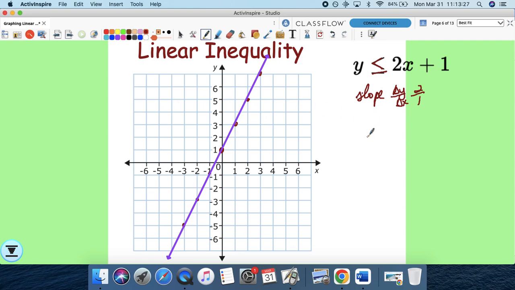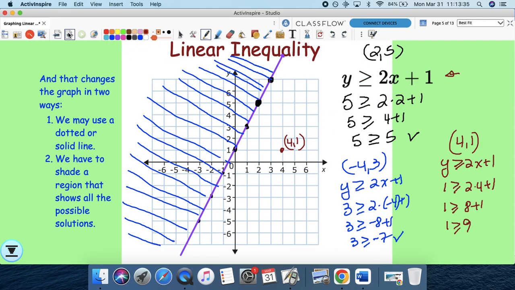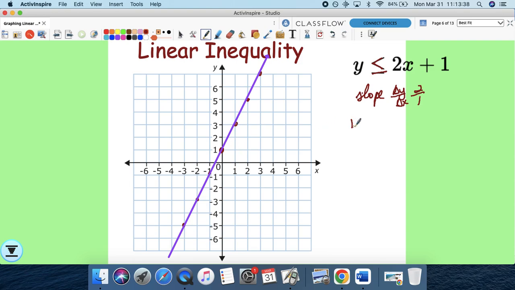And now I got to pick test points. Well, again, let's pick one on the line. Let's pick 1 and 3, right here. Well, if I substitute, I'm going to get 3 less than or equal to 2 times 1 plus 1. 3 is less than or equal to 2 plus 1, and 3 is less or equal to 3, which makes it true. So again, I picked a point on the line, and it is true, and that's the reason we used a solid line, because every point on this line will make this inequality true.